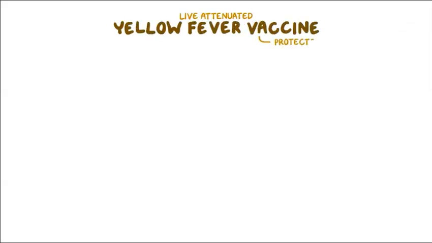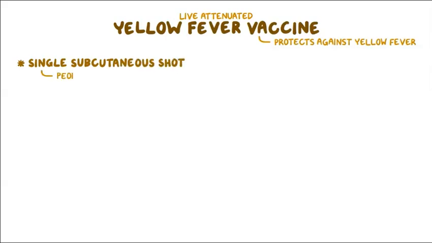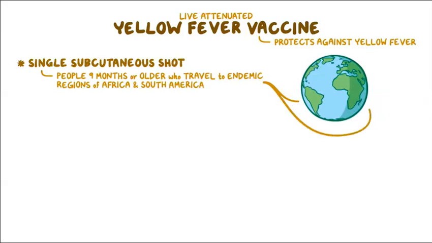Alright, now there's also a live attenuated yellow fever vaccine, which protects against yellow fever. It's recommended as a single subcutaneous shot for people 9 months or older who travel to endemic regions of Africa and South America. For people who remain at risk, a booster dose is recommended every 10 years.